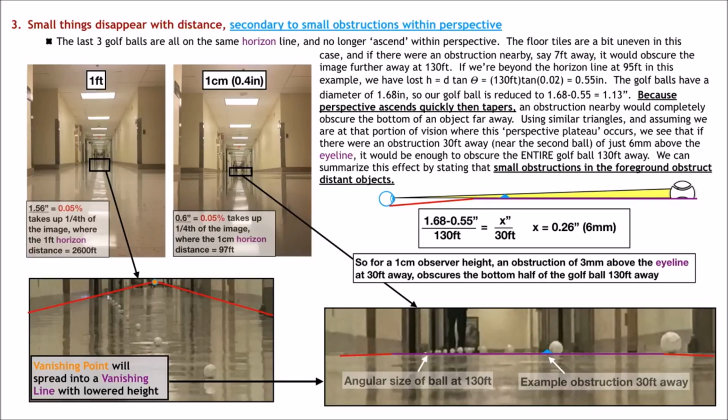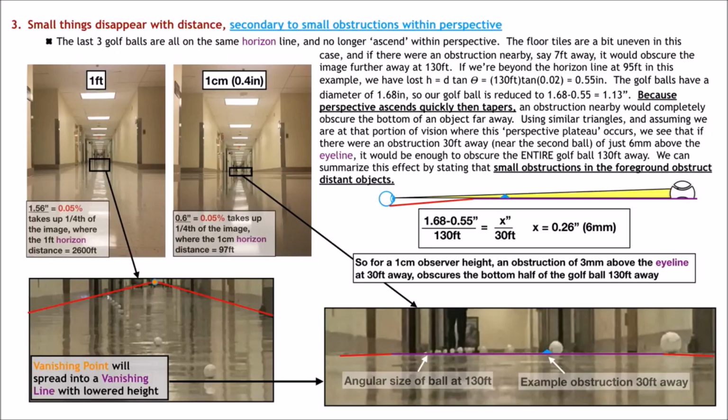On the bottom right hand picture, I've pointed to that golf ball that is 130 feet away. If we were to put an obstruction, let's say this blue triangle, in the nearby vision, let's say at 30 feet away, next to the 30-foot ball, you can see how if I were to put that in line with the 130-foot golf ball, it would completely obscure that ball. We can calculate what height would be required to obscure that distant object just by using similar triangles. That's what I've done with that formula, solving for x. In this case, x is 6 millimeters. So a 6 millimeter obstruction above the purple line completely obscures the entire golf ball 130 feet away.